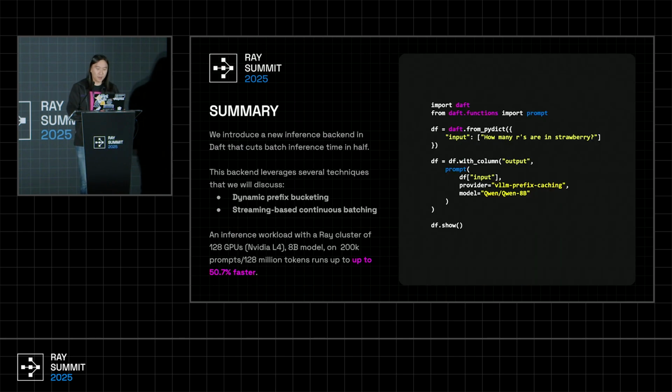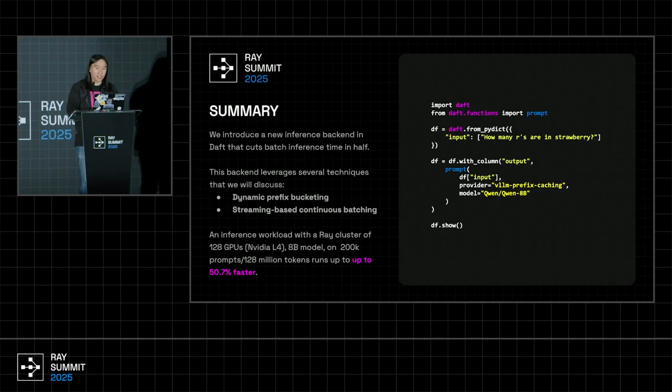So, a quick summary of what we'll go through today. We're introducing a new inference backend within Daft that essentially cuts batch inference time in half. The backend leverages several techniques that we'll discuss, including dynamic prefix bucketing, as well as streaming-based continuous batching.